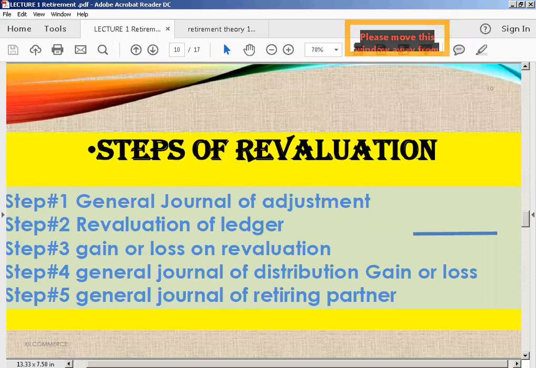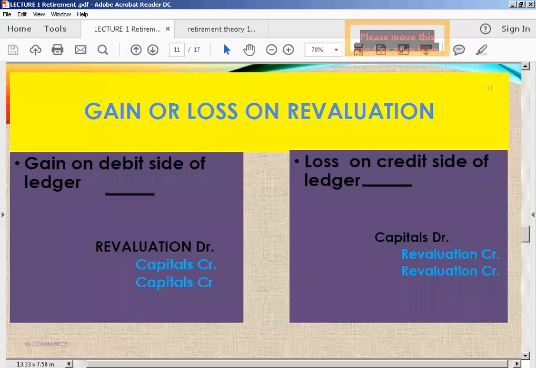So I proceed towards the questions. This is your main journal entry for the gain on revaluation. When we have the gain, the capitals of all the partners will be credited. Gain will increase your capitals, so you write it on the credited side. And then revaluation will be debited. Loss will decrease your capital, so the decrease of capital will be recorded on the debited side.